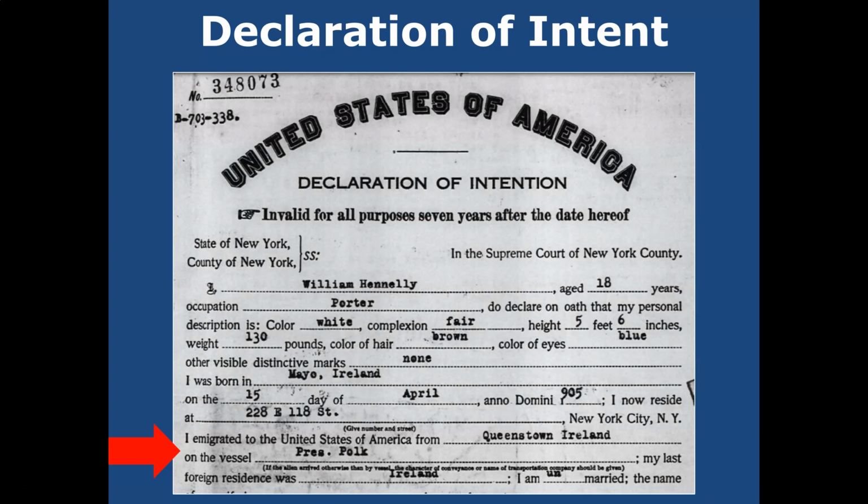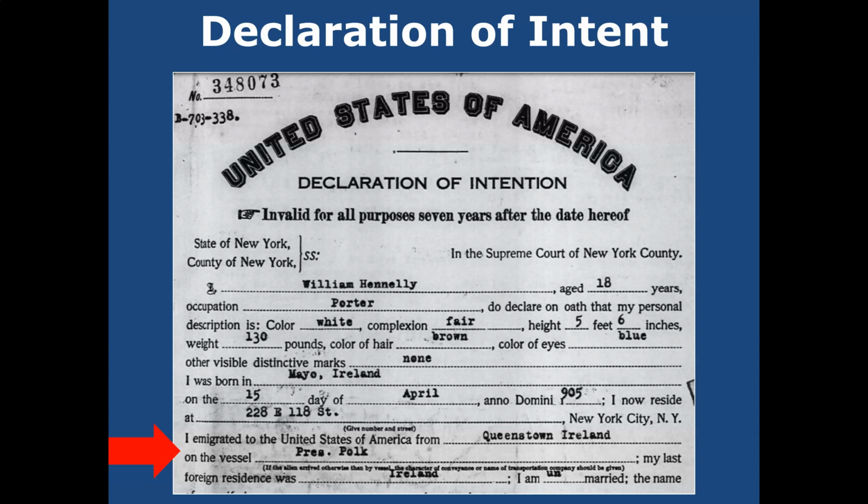So if your ancestor was naturalized, the Declaration of Intent could give the immigration information. The Declaration of Intent was the first step in the naturalization process. You would file a declaration declaring your intention to become a U.S. citizen. And here we have one for William Henley, who we mentioned earlier. It gives his occupation. He's a porter. A physical description. It says he was born in Mayo, Ireland.